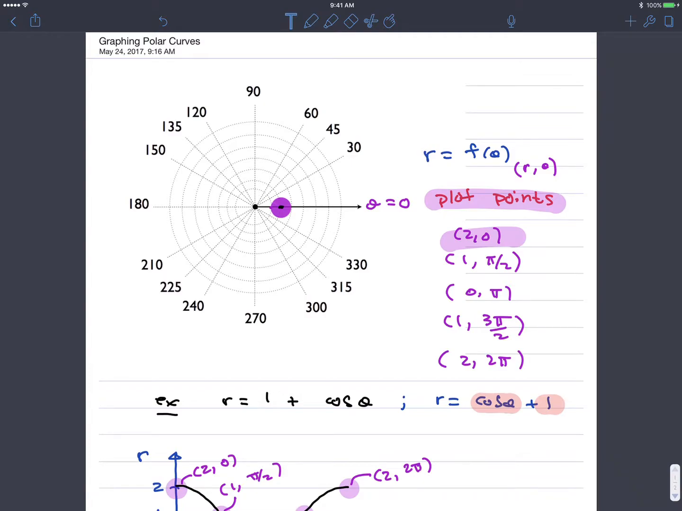Okay. What's the next point? 1, pi over 2? Okay, where is that going to be? 1, pi over 2. At 90 degrees. And the radius now here is what? 1. Is that true? So it looks like we're going to be here.